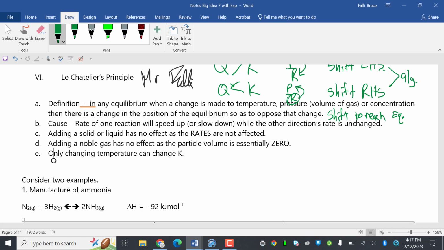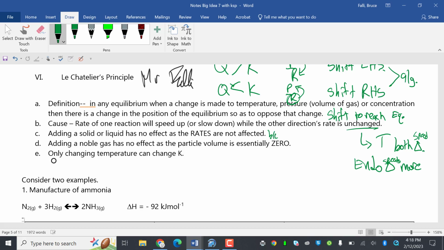The rate of one reaction will speed up or slow down while the other one is unchanged. Adding a solid, now there's one exception to that. Temperature, they both change, but endo changes more. Okay. Adding a solid, and remember they both speed up, but that would be it. Instead of change, I should say they both speed up, but endo speeds up more. Adding a solid or liquid has no effect as the rates are not affected.